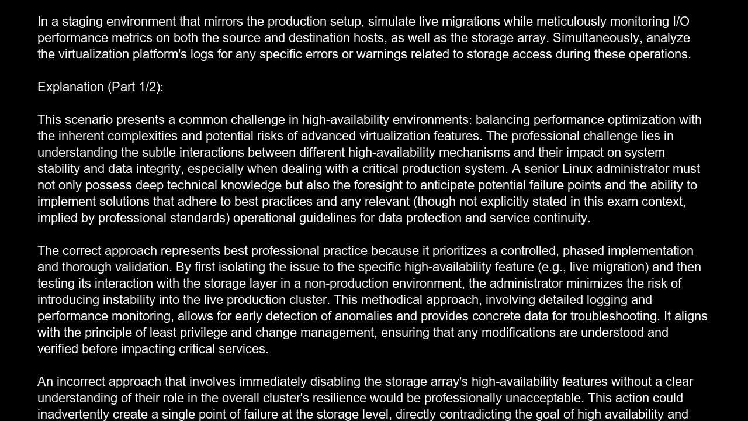A senior Linux administrator must not only possess deep technical knowledge, but also the foresight to anticipate potential failure points and the ability to implement solutions that adhere to best practices and any relevant operational guidelines for data protection and service continuity, though not explicitly stated in this exam context, implied by professional standards. The correct approach represents best professional practice because it prioritizes a controlled, phased implementation and thorough validation.